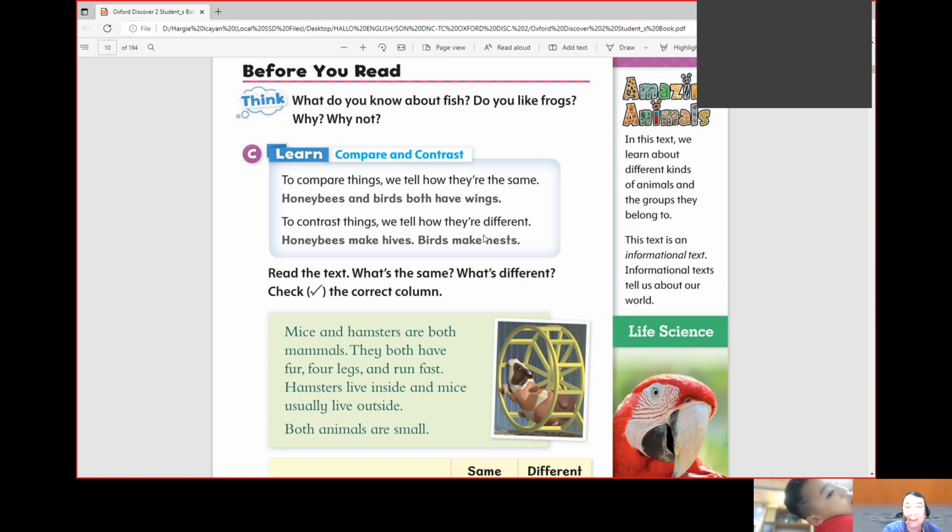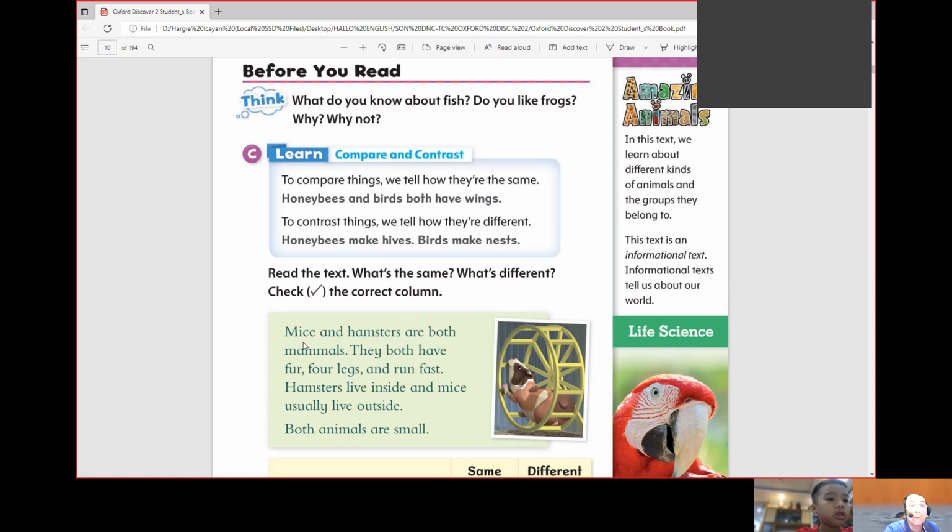Got it, son? Okay, like for example, honeybees make hives, but birds make nests. So they are different. But in comparing, they are the same. Did you get it, son? Okay, now let's try to read the text. What do you think would be the same and what do you think would be the difference between this particular text? Okay, can you read this one, son?